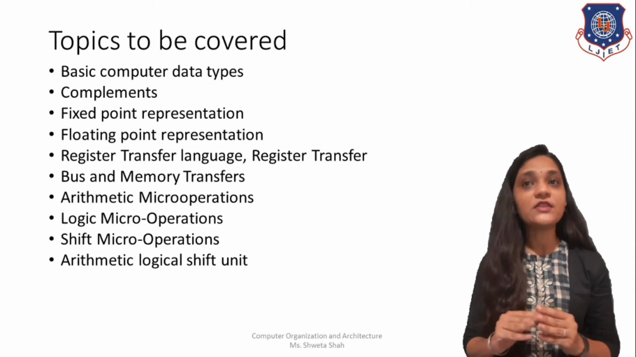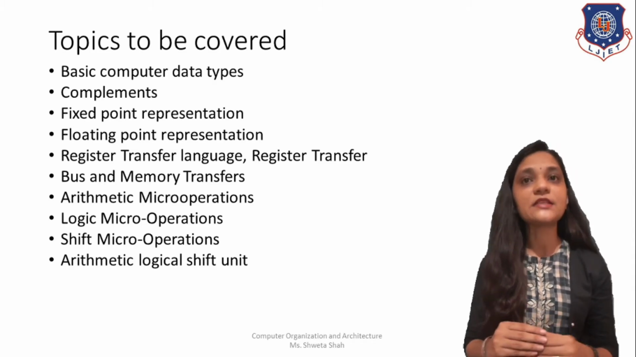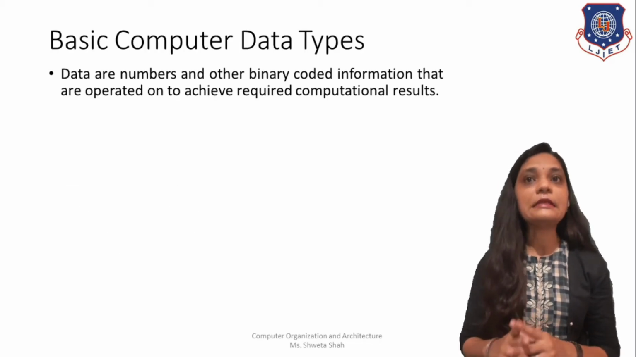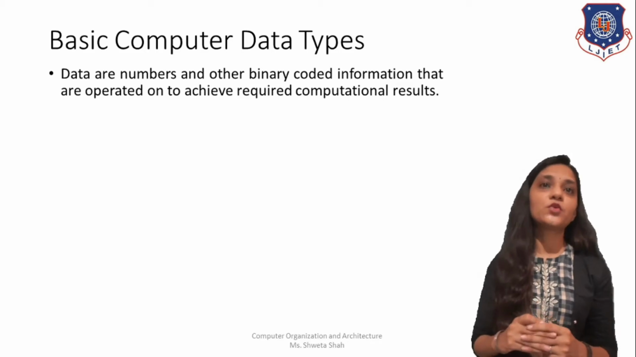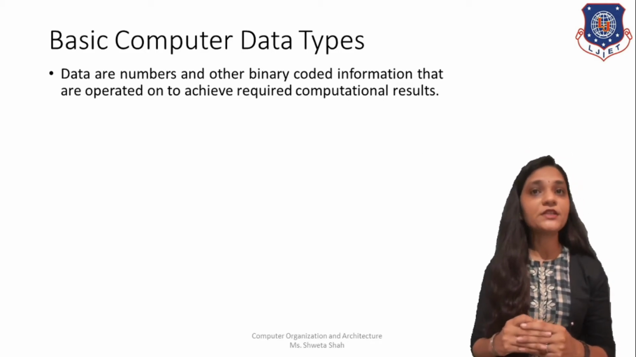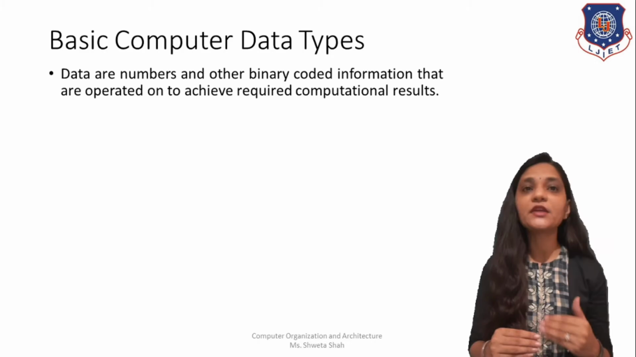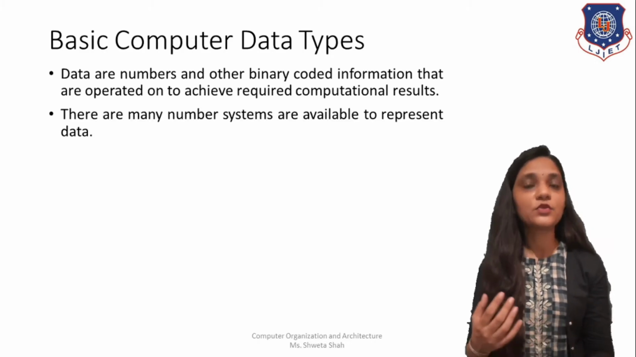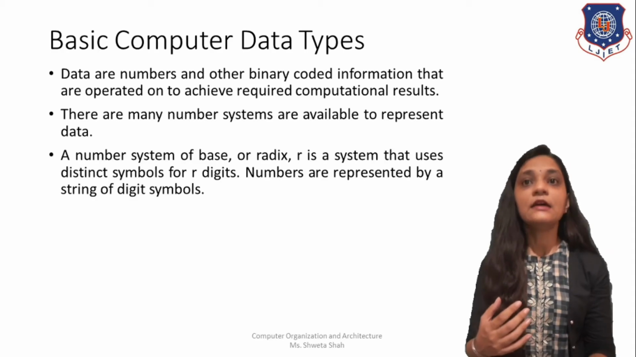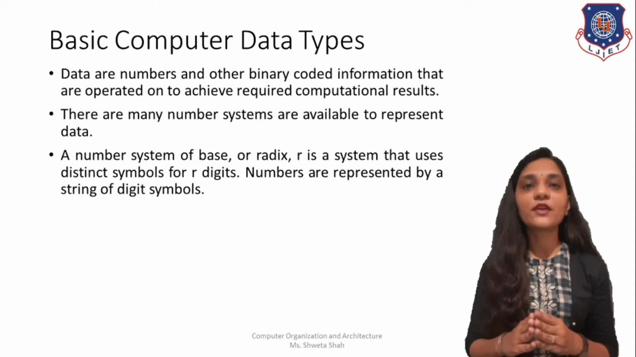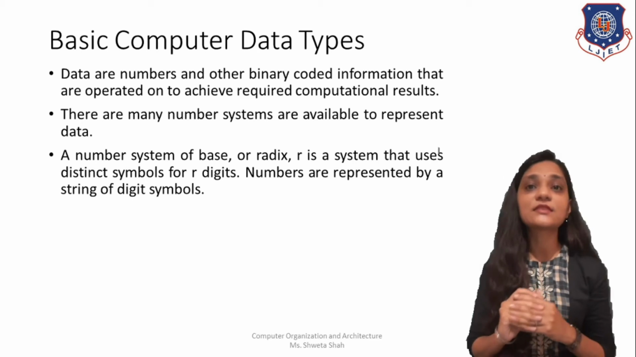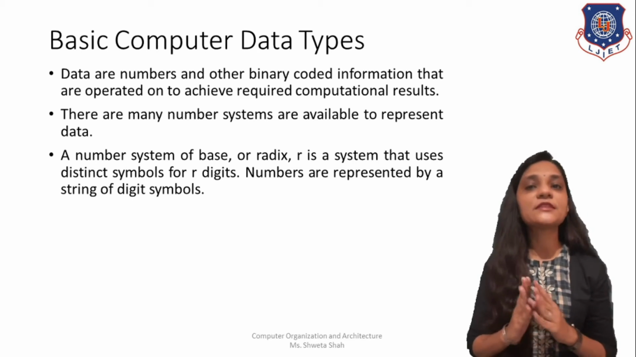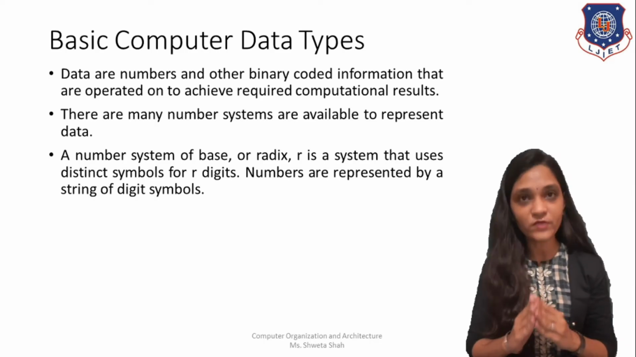Okay, so let me start with our topic, that is basic computer data types. We all are aware that data are the numbers and other binary coded information that are operated on to achieve the required computational result. There are many number systems available to represent the data. A number system of base or radix R is a system that uses distinct symbols for R digits, and the numbers are represented by a string of digital symbols.